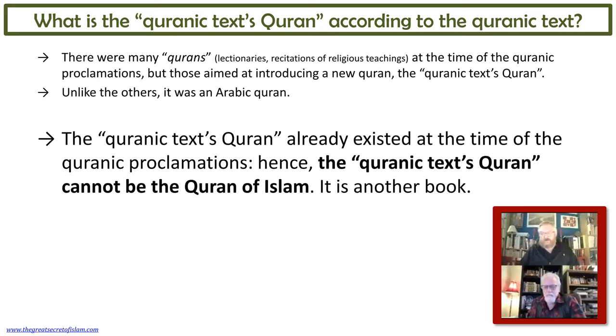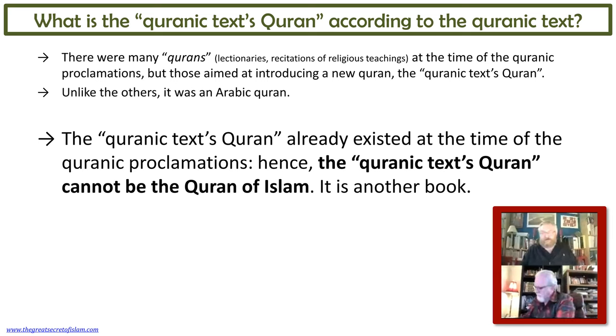Because they had to wait until the last words of Muhammad, the last proclamations of Muhammad, to write the Islamic Quran. But in the text, we find that the so-called Quran of Islam, of the Quranic text, already existed. So it cannot be the Islamic Quran. It is another book.